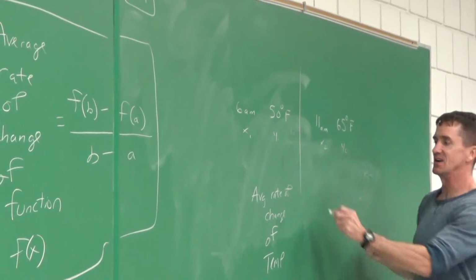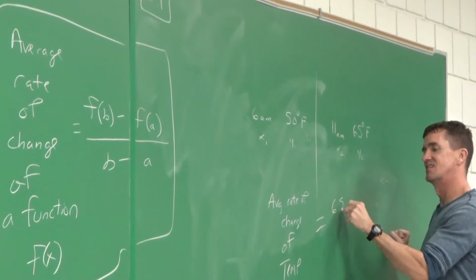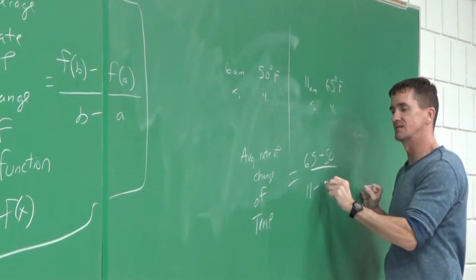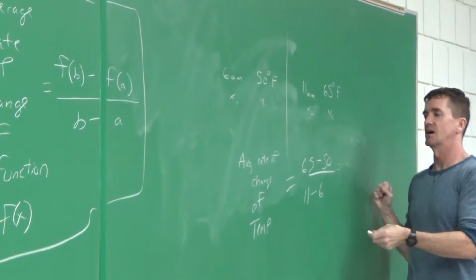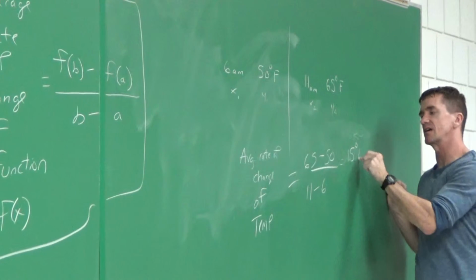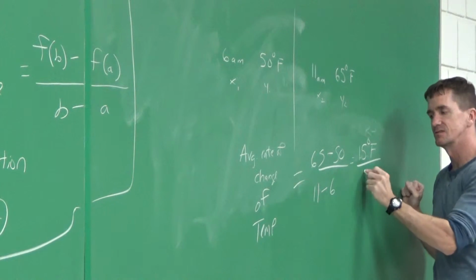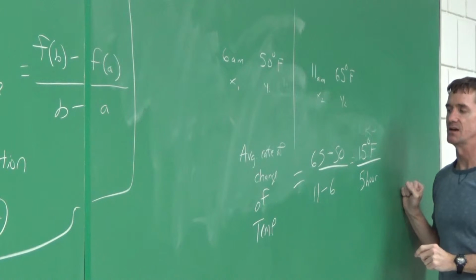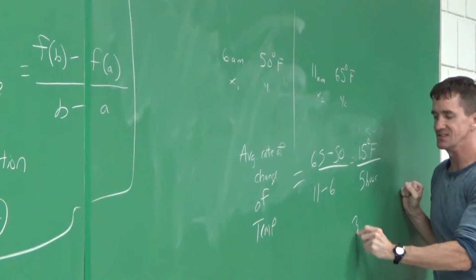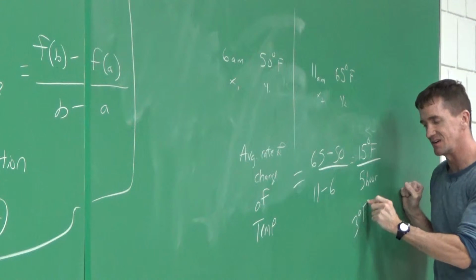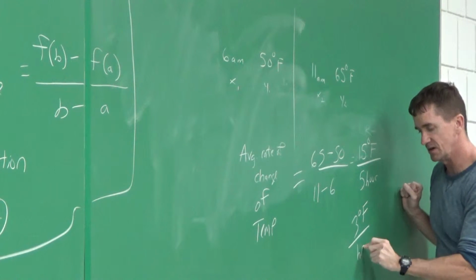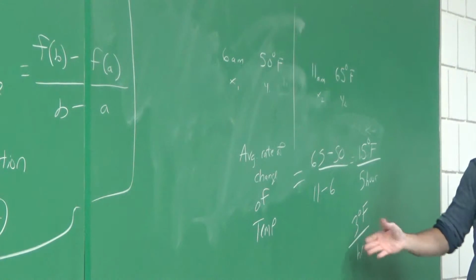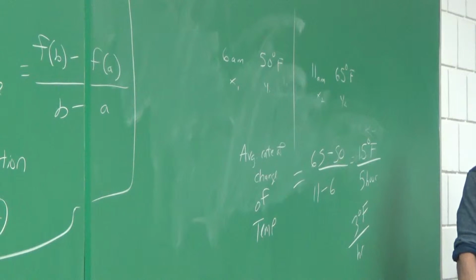What's 65 minus 50? 15. And then here comes time. 11 minus the what? 6. So I get 15 degrees Fahrenheit per how many hours? Now do you want to simplify that answer? Yeah. What could you say? On average, the temperature changed how many degrees per hour? There you go. You can just put an HR at the bottom. On average, the temperature increased 3 degrees per hour.